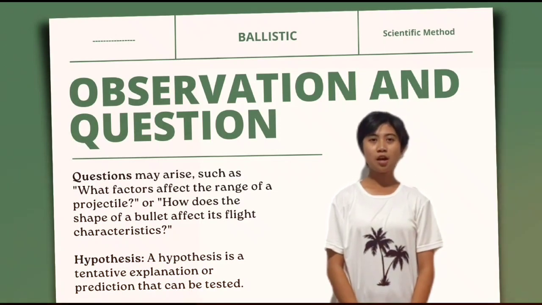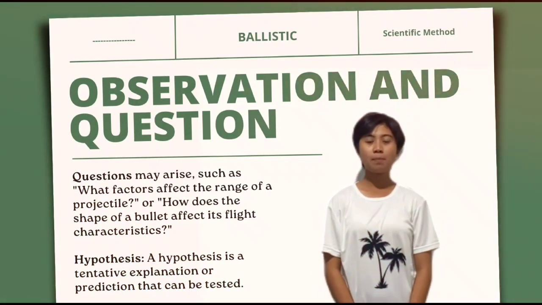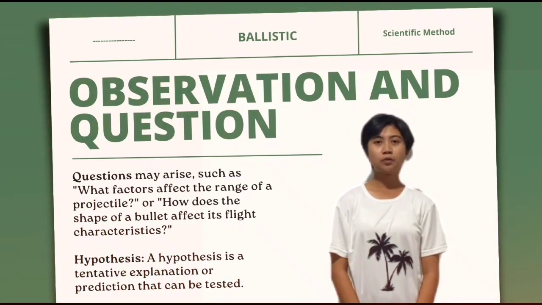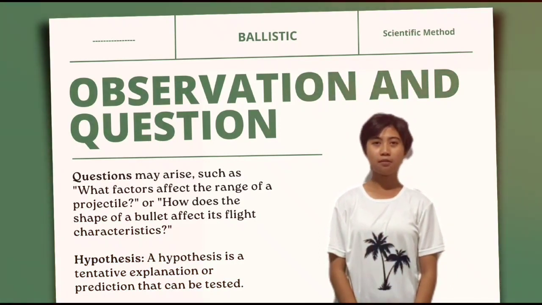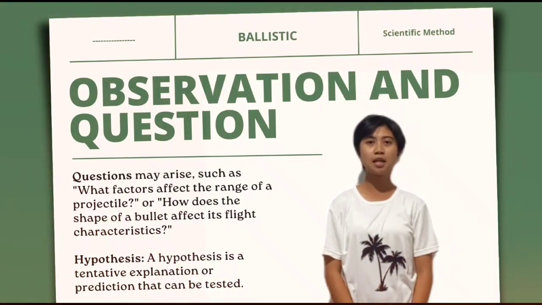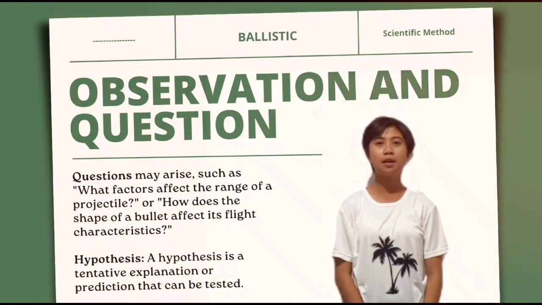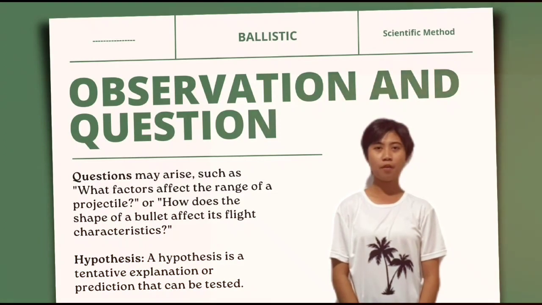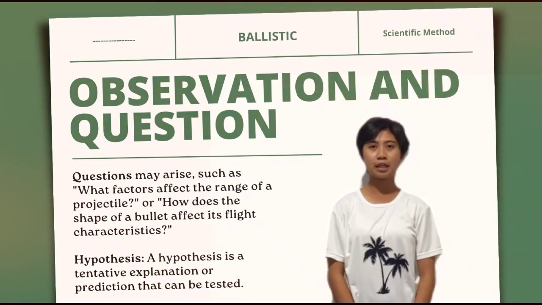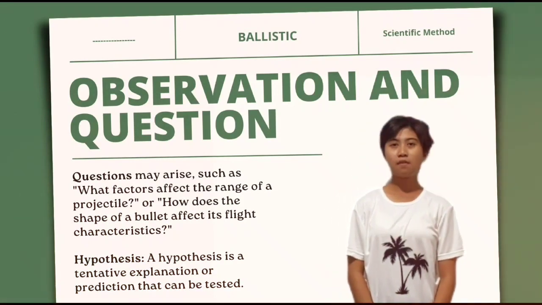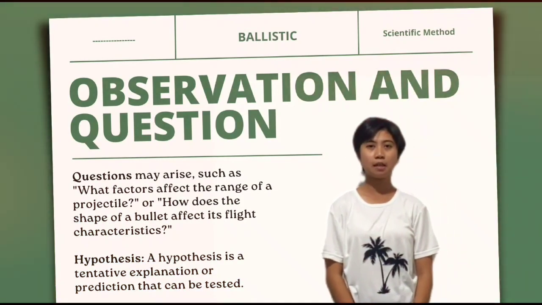In the context of ballistics, this could involve observing the behavior of projectiles, the effect of different factors, for example velocity, angle, mass, on trajectories, or the performance of various materials in terms of ballistic protection. Questions may arise, such as what factors affect the range of a projectile, or how does the shape of a bullet affect its flight characteristics.